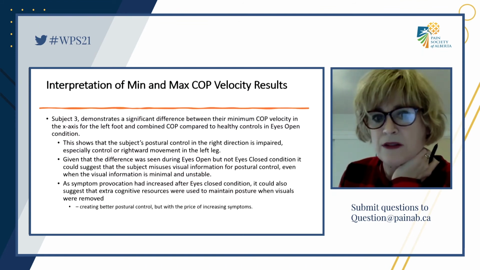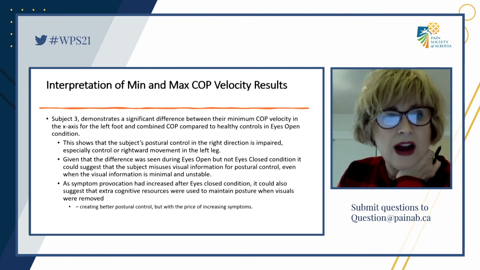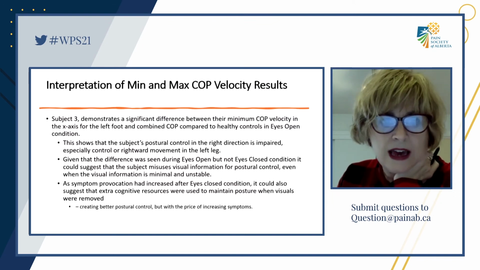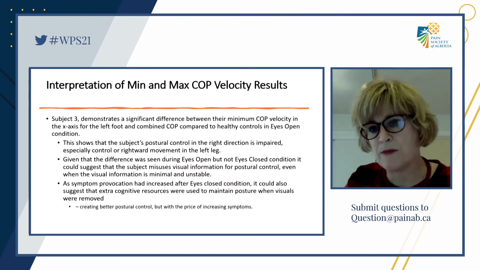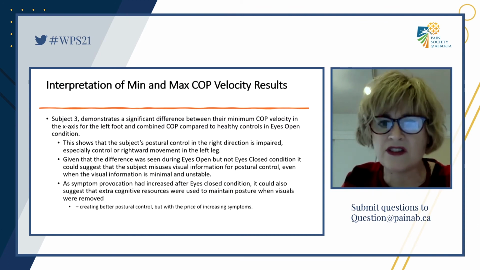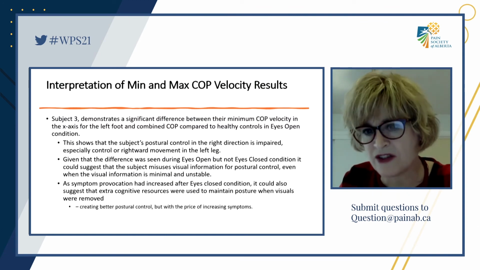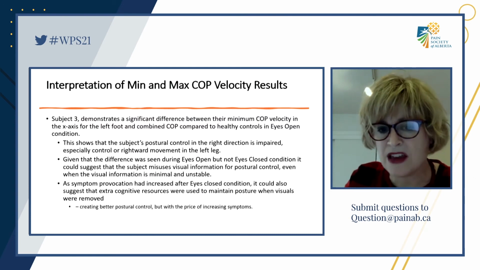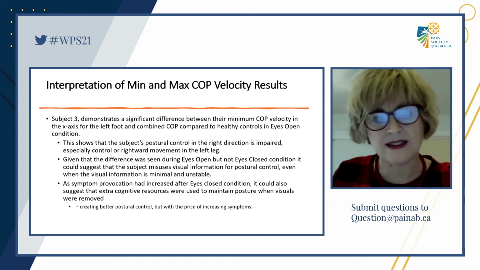This shows the subject's postural control in the right direction is impaired, especially control of rightward movement in the left leg. Given that the difference was seen during eyes open but not eyes closed condition, it would suggest that the subject misuses visual information for postural control, even when the visual information is minimal and stable.